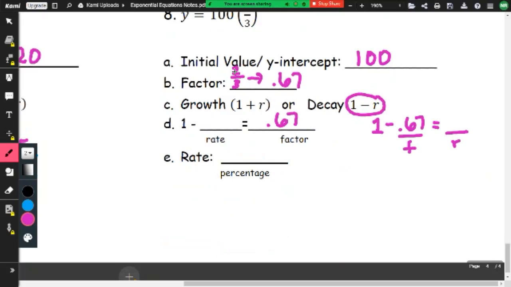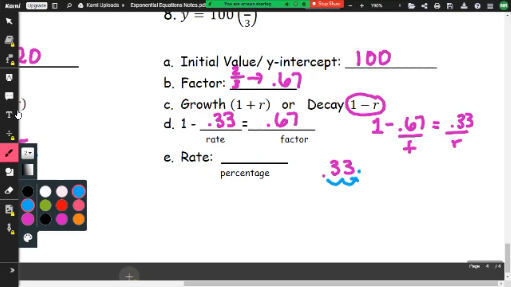What is the rate? Point what? Yeah, 0.33. So which one am I going to convert to a percent? The 33 or 67? 33. Move it 2 to the back. 1, 2. And you get 33%. Good.